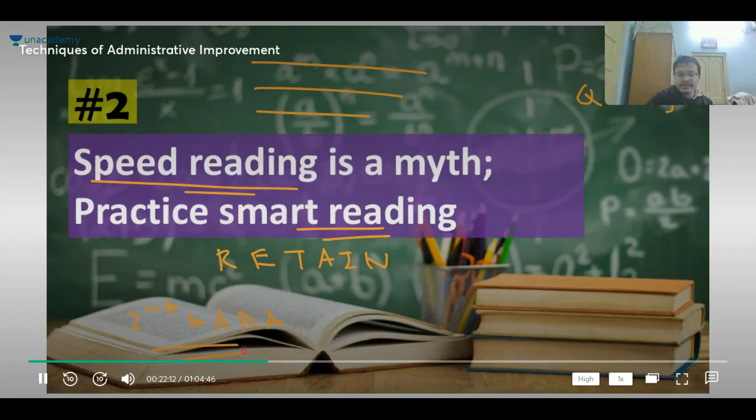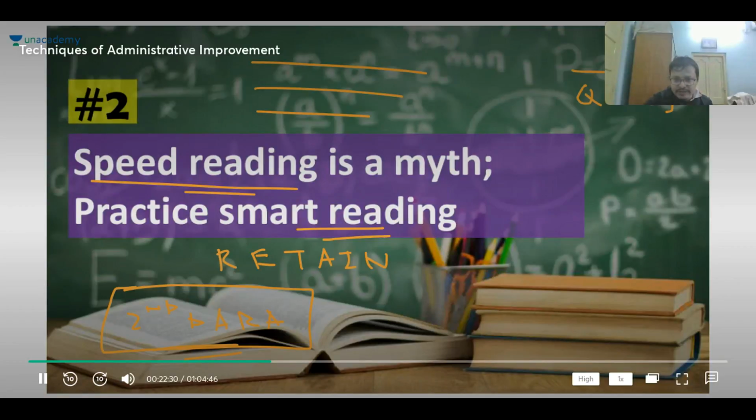And it can happen that a passage is from a very different area, for example, sociology or something which you're not very comfortable with, and you don't understand a second para. The biggest mistake people make is they keep rereading that passage to try and understand it again. Whereas, what should you do?